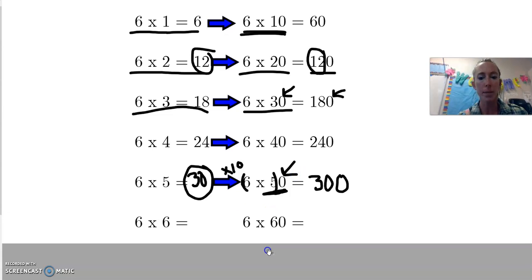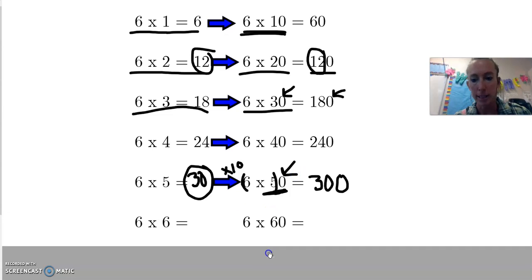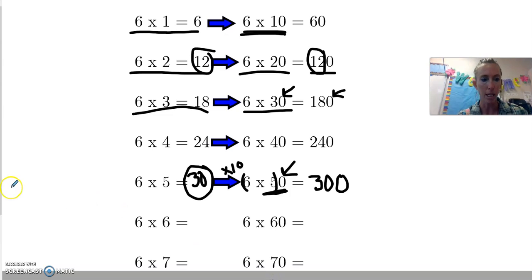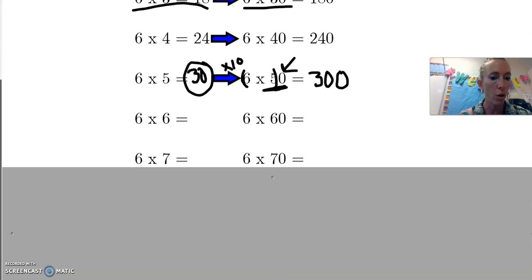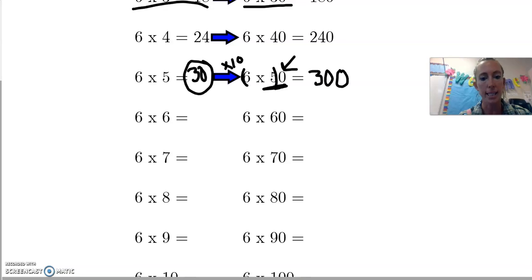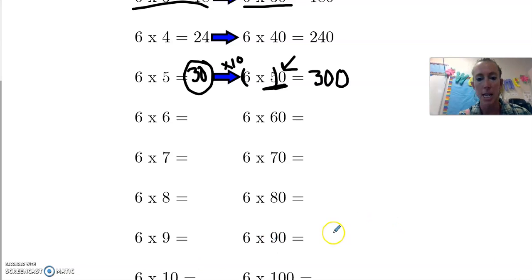I want you to keep that going: 6 times 6, 6 times 60, go to 6 times 7. I want you to go all the way down with your class to 6 times 10, my last one on there, and figure out all those problems. And when you're done with that, come back to me, because I have one more thing.